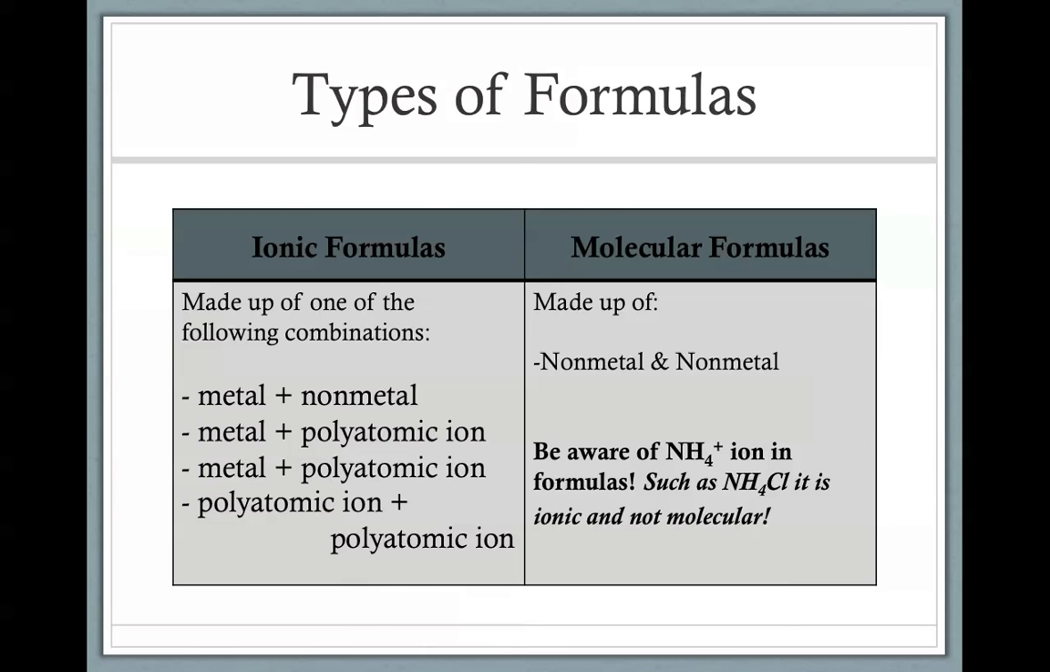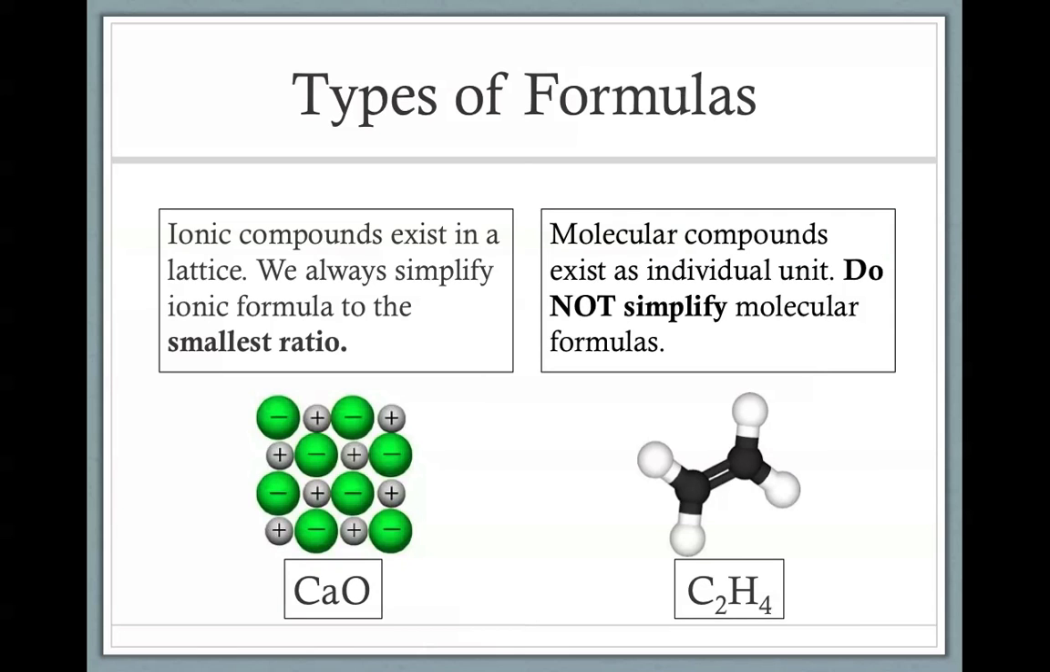Before we get into two new formulas, two things that we pointed out in our first concept. The ionic compounds exist in a lattice, so we always simplify our ionic formulas to the simplest ratio. Molecular compounds exist as individual units, so we don't simplify those formulas. So you can see here C2H4 is exactly what this molecule has, so we leave it as is. We're not going to simplify it, unlike the calcium oxide here, where we do simplify it to the simplest ratio.